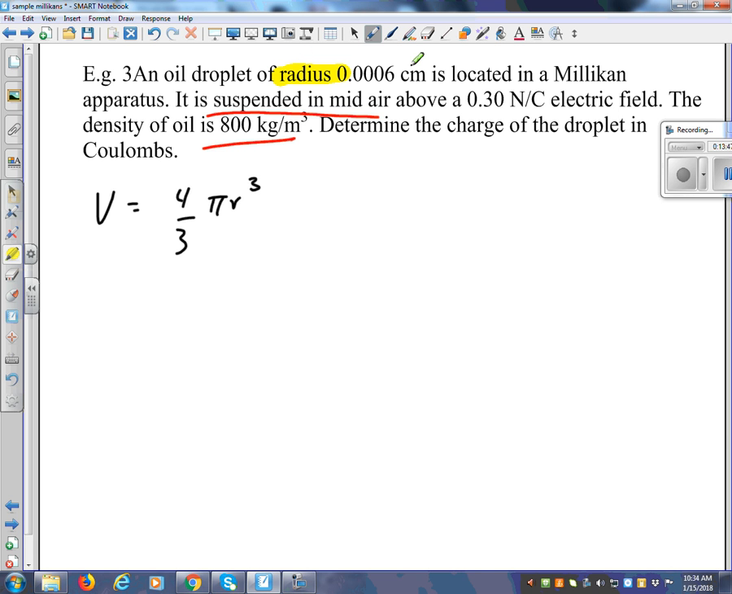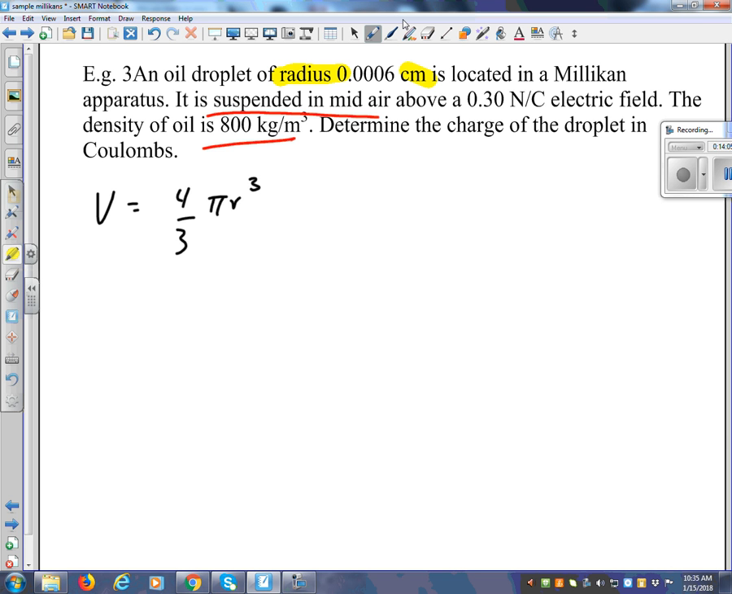Also notice that this one is in centimeters. So you're going to have to convert that to meters. So you need the radius in meters before you can begin. Why? Because the density is kilograms per cubic meter.